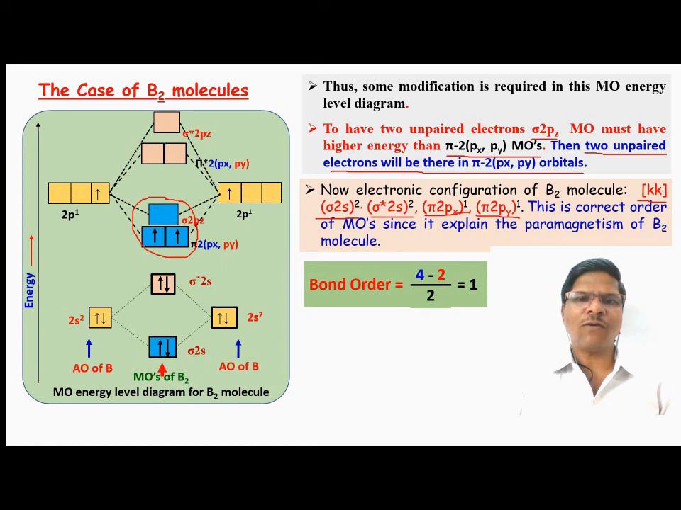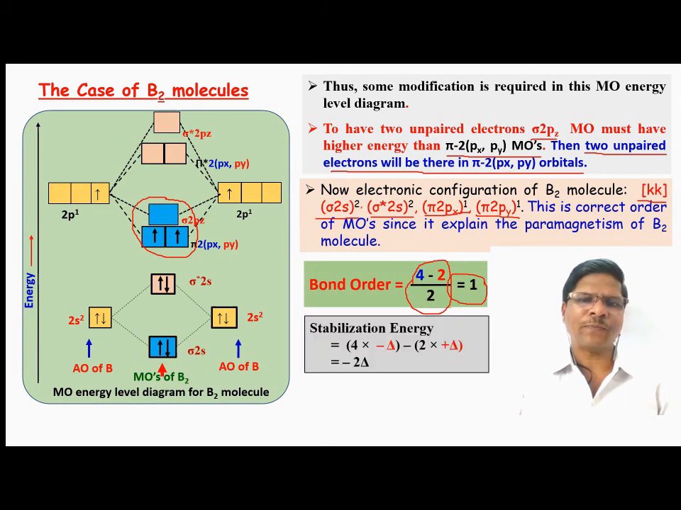Thus, if you see the electronic configuration, the bond order becomes 4 minus 2, that is 4 electrons in the bonding, 2 in the anti-bonding, divided by 2. So 4 minus 2 upon 2 is 1. Bond order in the boron molecule is 1. The stabilization energy is 4 minus 2 delta, then 2 into plus delta, and the difference of these two terms becomes minus 2 delta. So bond order and stabilization energy indicate that the boron molecule must be formed and it must be stable.